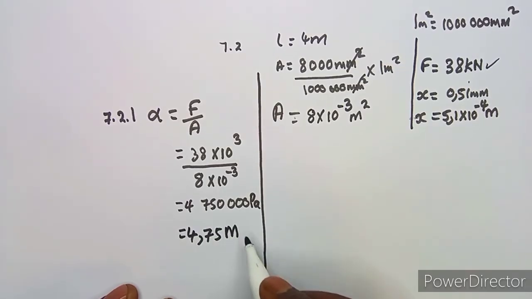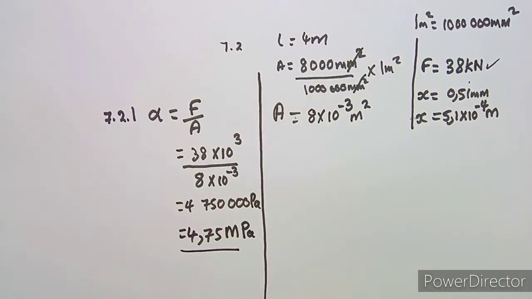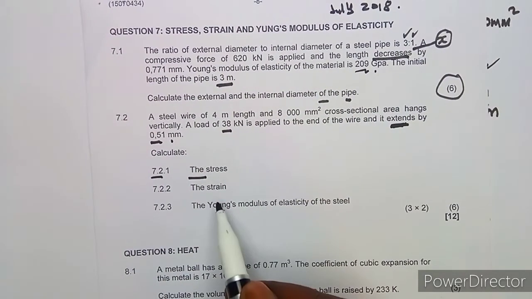4.75, which is now in megapascals. So we divide by 10 to the exponent of 6, which is the opposite of mega. So this is your stress. Our stress is there, and we move on to the other part, which is to calculate the strain.